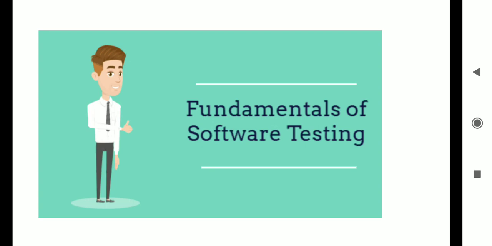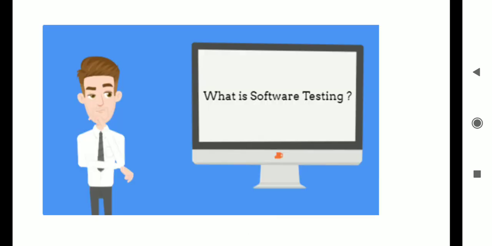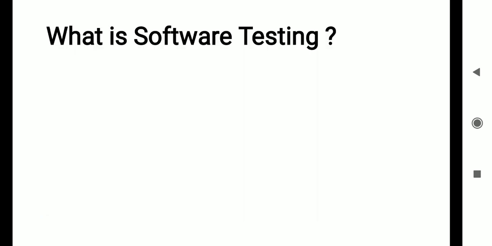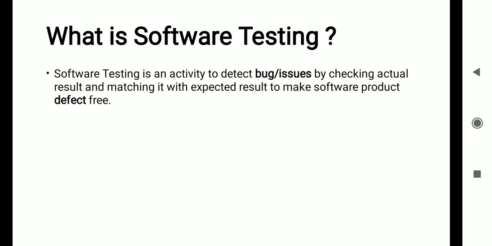Without wasting any minute, let's get started with the first question, that is, what is software testing? As we go further, here are some points for software testing. The first one is, software testing is an activity to detect bugs or issues. You can call it a bug or issue. It is like, if there is a problem that has occurred with software and it is not according to the functionality of the software, it is a bug or an issue. By checking the actual result and matching it with the expected result, we make the software product defect free.